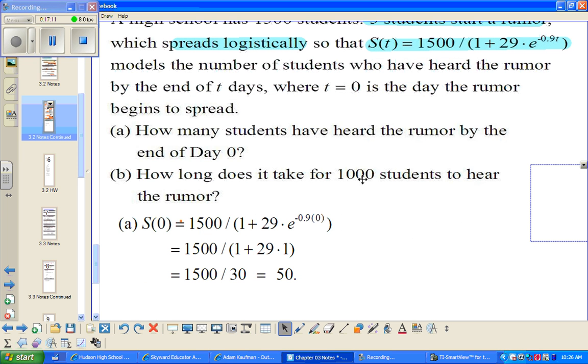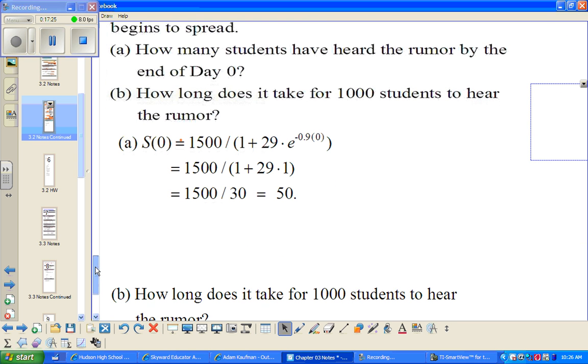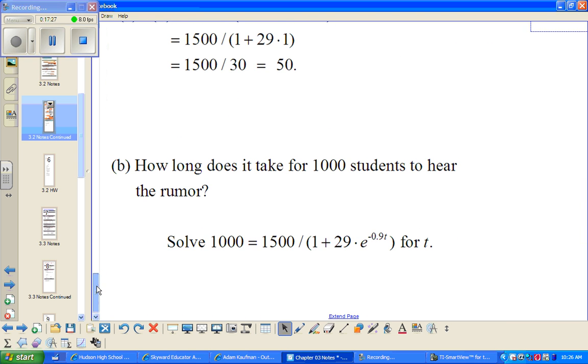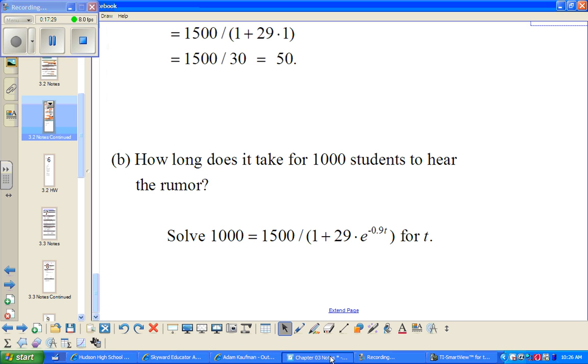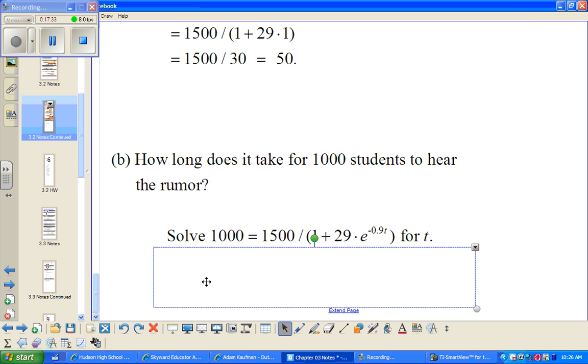Now, how long does it take for 1,000 students to hear the rumor? How are you going to do this? Well, the S of t represents how many students have heard the rumor. So you just simply plug in 1,000 for S of t and then solve. You could use your grapher again. Why don't you pause the video at this time and solve that.